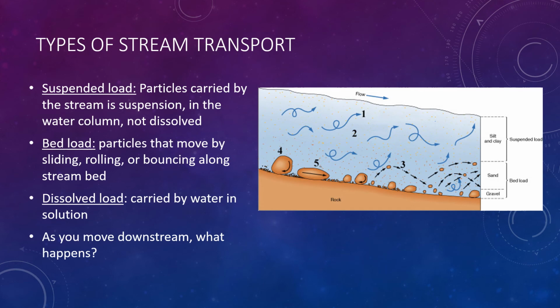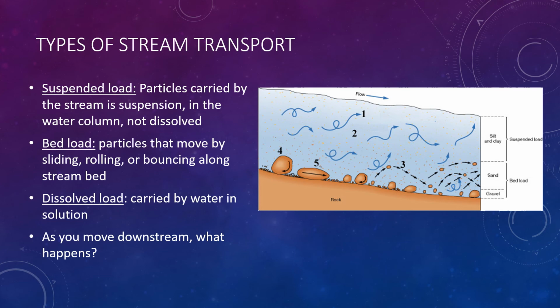Since we've covered stream terminology, we must also cover stream transport. When sediment particles or rock fragments are moved through a stream, there are three main ways the stream can transport the sediments. Suspended load are particles that are carried by the stream, held up in the water, but not dissolved within the water column. Bed load are particles that are too heavy to be held up by the water, and they move by sliding, rolling, or bouncing along the stream bed. Dissolved load are particles that are carried by the water in solution.